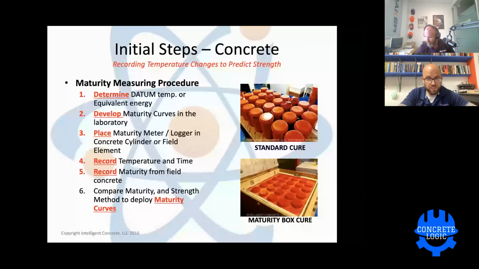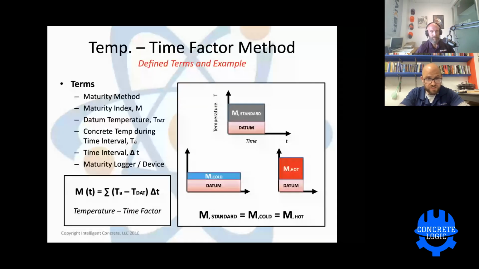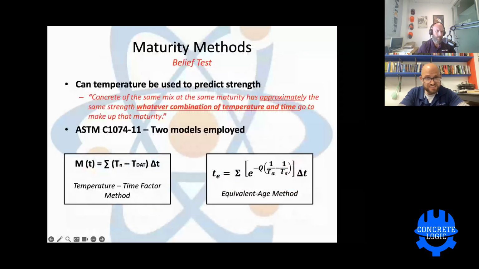Now, when we do our maturity testing or our maturity curve, you see this T datum? You see this little guy right here? This TDAT. And we don't even have to usually see it again. There it is, the TDAT. There's another one. You see this little Q up there? Like, you don't have to have a PhD. Those things, that's the datum temperature and that's the activation energy. And nobody ever does those things.